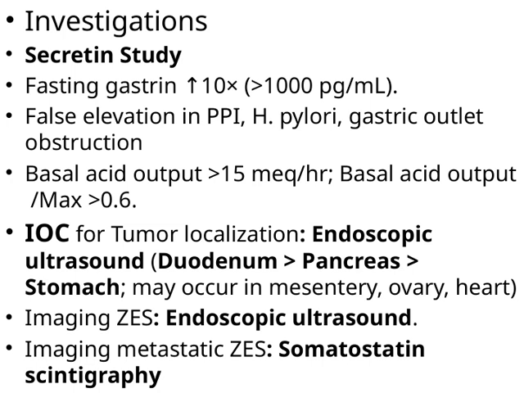Speaking of imaging, endoscopic ultrasound is excellent for locating the primary tumor, while somatostatin scintigraphy is especially helpful for identifying metastatic disease. This combination of tests really helps us get a comprehensive picture of the disease extent, guiding effective treatment.